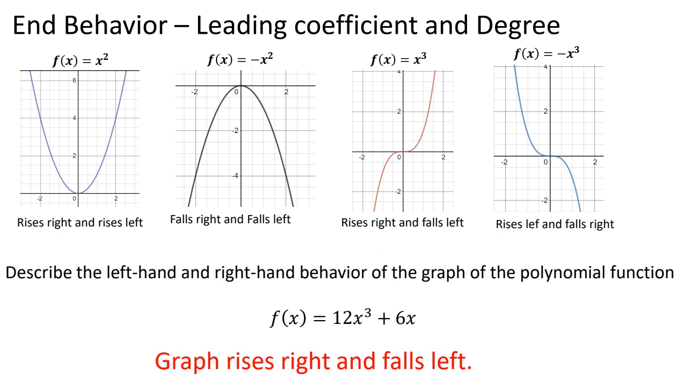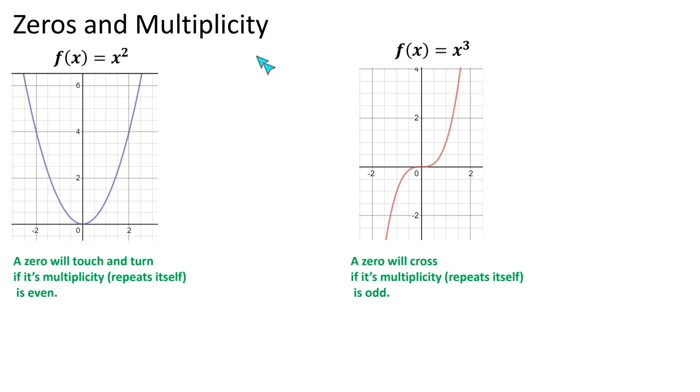For multiplicity, I also like to focus on just 2 graphs that we have been working with all semester. So if you notice here, if the graph repeats itself, if we were to find the zeros of x squared, we would get x equals 0 and x equals 0. And at x equals 0, it touches and turns. For x cubed, if we were to solve for x, we would get x equals 0, x equals 0, and x equals 0. So that would have an odd multiplicity, so it's going to cross through that point.